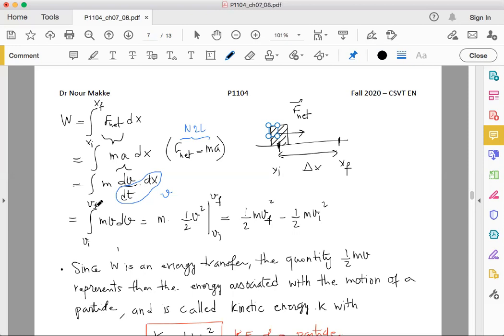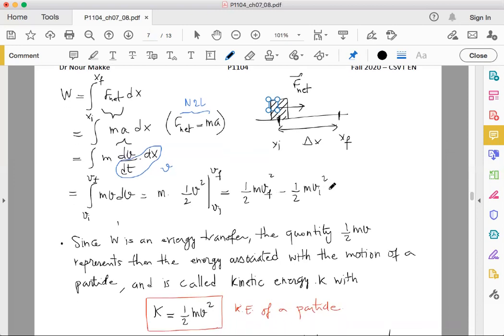So the integral between v initial and v final of mv dv, now m goes out because this is a constant out of the integral. Integral of v dv is like integral of x dx, which is x squared over 2, so here it is v squared over 2. So we end up with half v squared evaluated between v initial and v final. So it is equal to half m v final squared minus half m v initial squared. So at the end, we end up with this expression of W. W is equal to half m v final squared minus half m v initial squared.